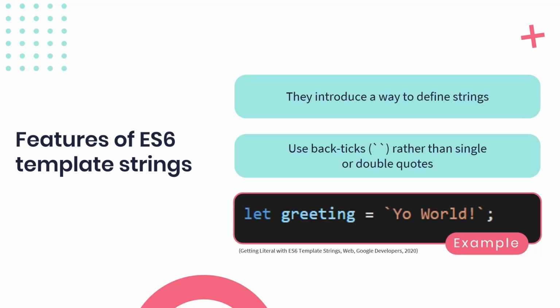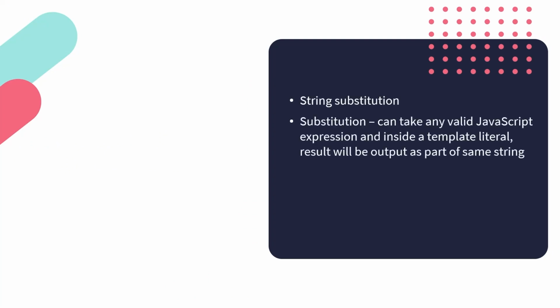So far, template strings don't seem to be giving us anything more than normal strings do. So let's change that by exploring what else they can do. One of the first real benefits is string substitution. Substitution allows us to use any valid JavaScript expression, including, say, the addition of variables, inside a template literal. The result will be output as a part of the same string.